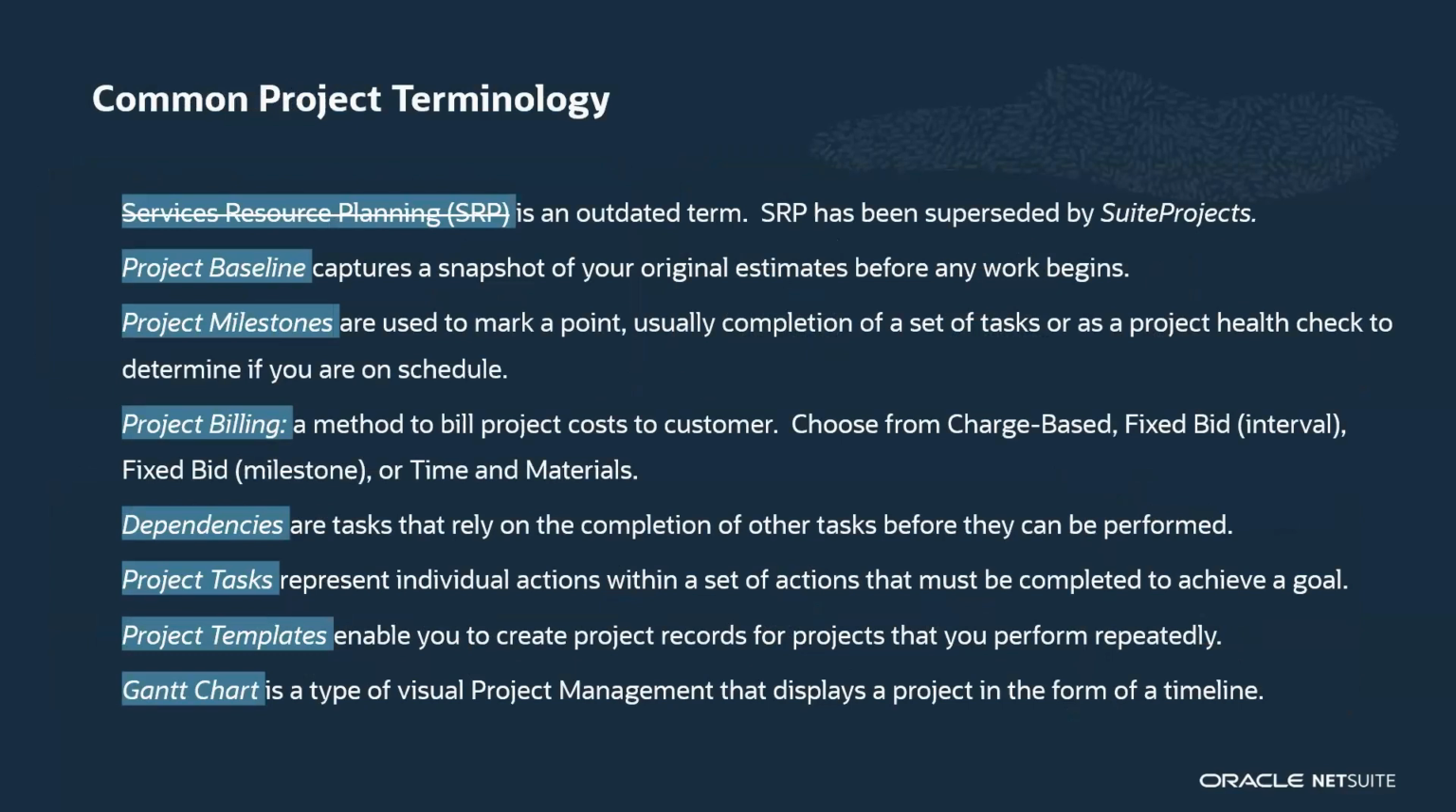Now let's start off with some common project terminology. I'm not going to read through all of them. We have probably a very diverse audience here, so some of you may know some of these terms, others may not know any of them. This is a placeholder in case we need to come back to it to discuss any of these topics. But the first one is something that I do want to mention: Service Resource Planning, SRP. It's an outdated term. We no longer use that. It is now SuiteProjects. And I'll go into that in a moment, what exactly SuiteProjects is.